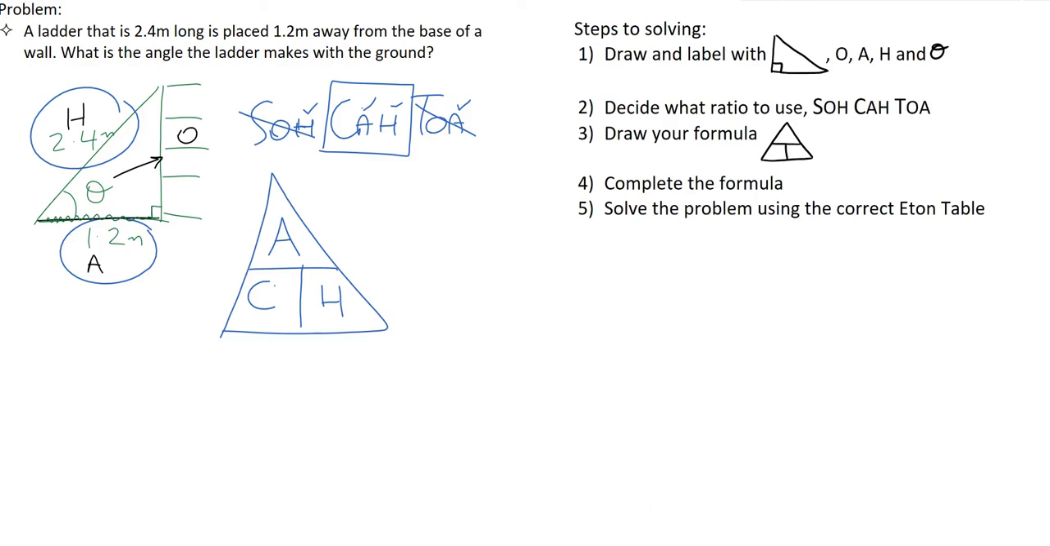By completing the formula, I mean substitute in here, because A is 1.2, isn't it? H is 2.4. Okay, so that's completing the formula. Now the cosine of the angle is 1.2 divided by 2.4. Okay, that triangle is a simple triangle.